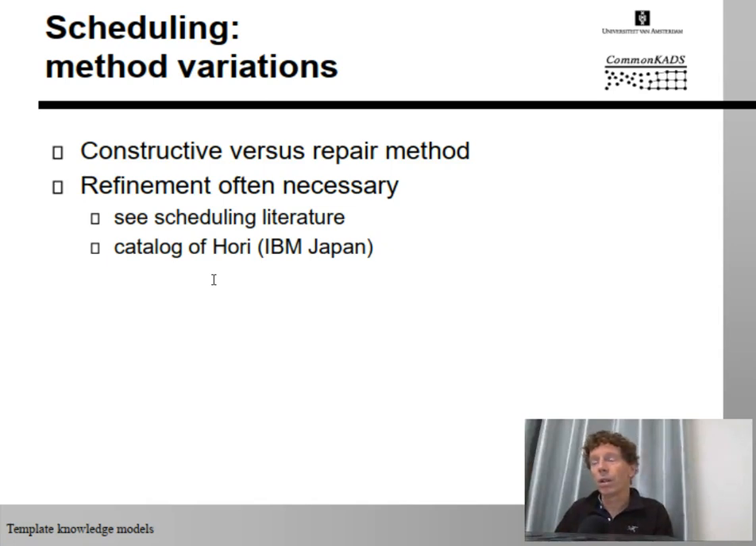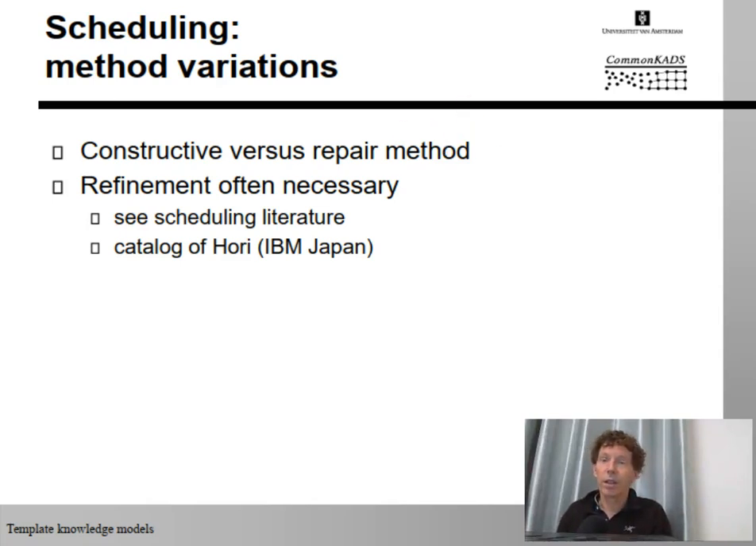So you could also do a repair method. A repair method is that you just pick a schedule that you got from somewhere and then you start fixing it. Whereas what the constructive method does is you start with an empty schedule and you start gradually filling it. Whereas here you start with a full schedule, maybe the one from last week, and then you start repairing it.